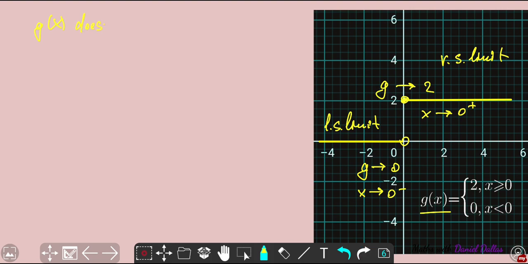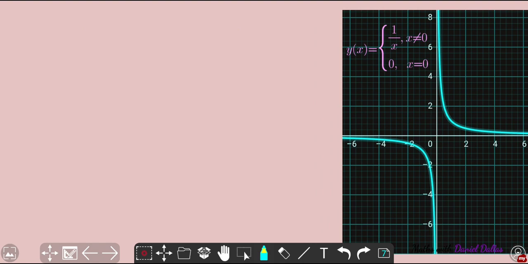So it doesn't have a limit when x tends to 0, because the one-sided limits are different values, and that means it has a gap. All right, I hope you understand that. Let's move to the next function and explore how it looks.